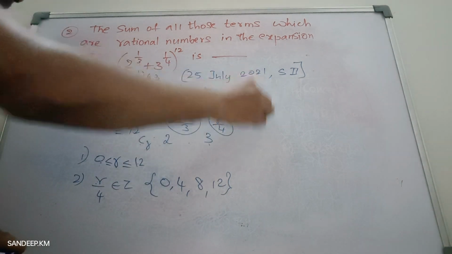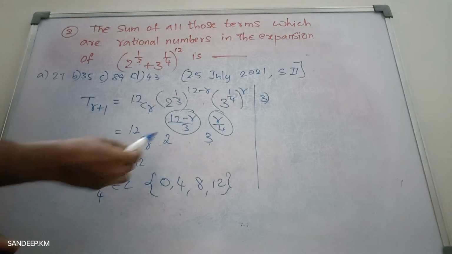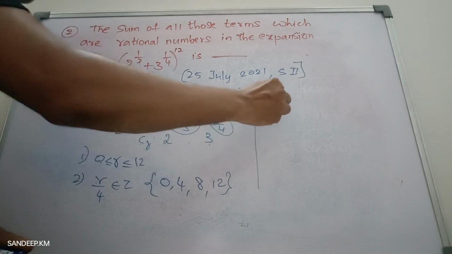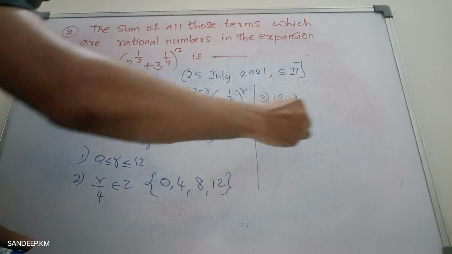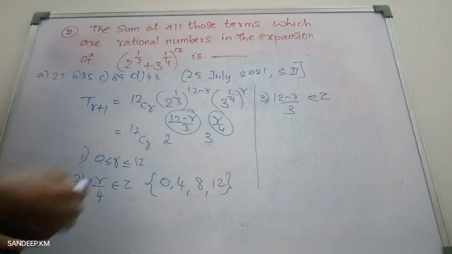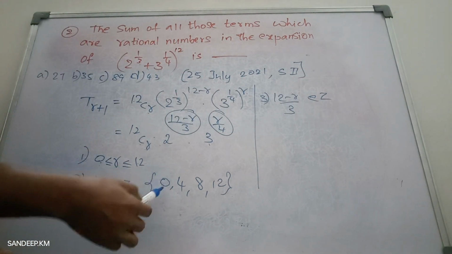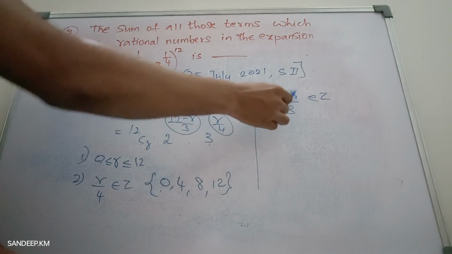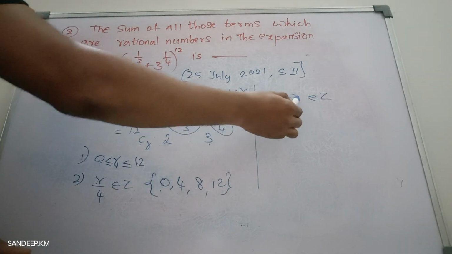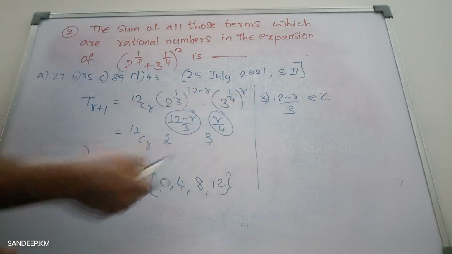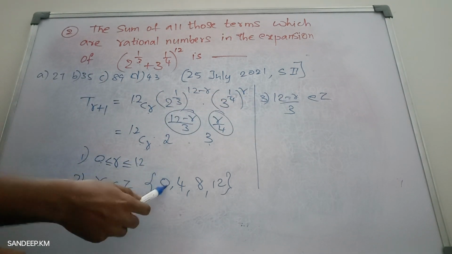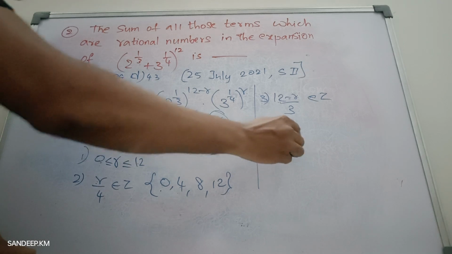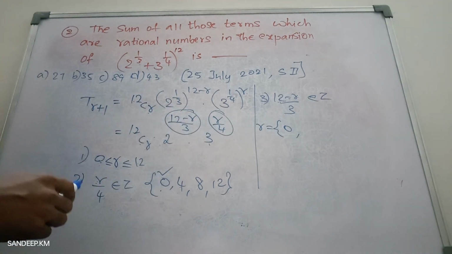And what is the third condition? The power of 2 also must be an integer. Who is the power of 2 here? (12 − r)/3 must be an integer. So first, let me select the first value of r from here. Substitute r as 0. 12 minus 0 is 12. 12 by 3 is 4, an integer. So r value 0 is accepted here.